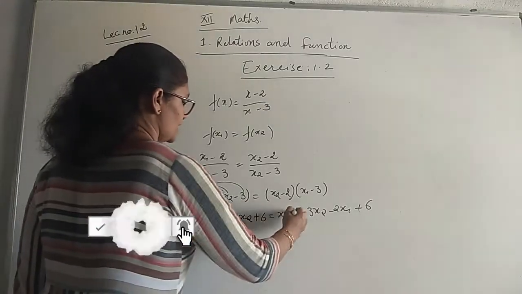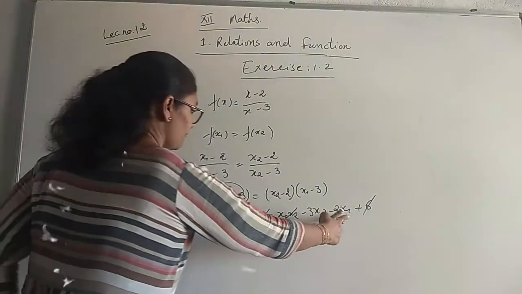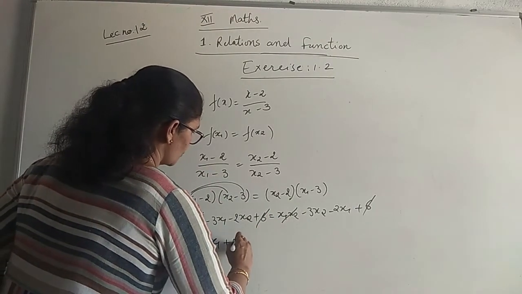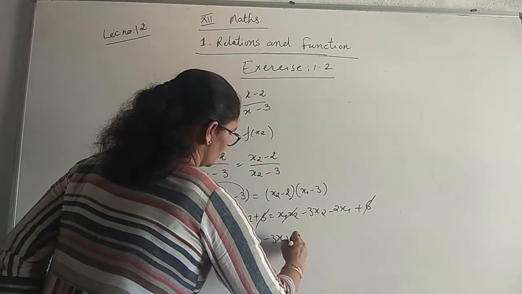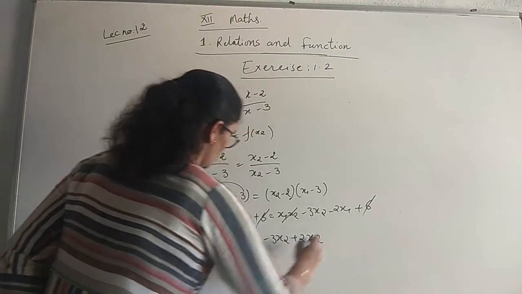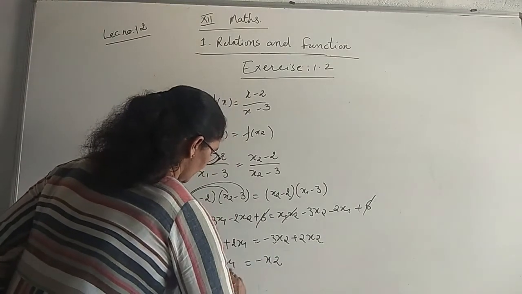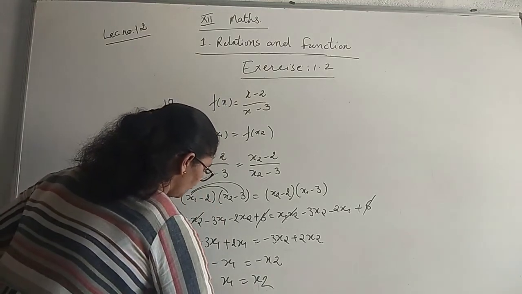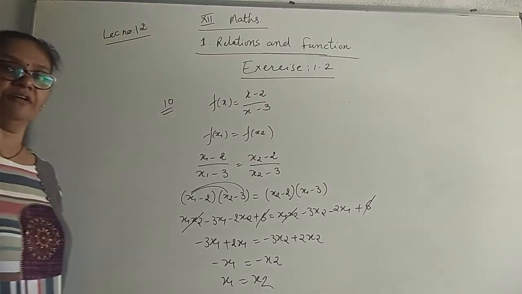Similarly, x1x2, minus 3x2, minus 2x1, and minus 2 times minus 3 is plus 6. Now from both sides x1x2 cancels, plus 6 cancels. Now shift x1 to this side: minus 3x1 plus 2x1, and 2x2 on this side: minus 3x2 plus 2x2. So what you get is minus x1 equal to minus x2. That means x1 equals x2. So from this first part we have proved that it is a 1-1 function.